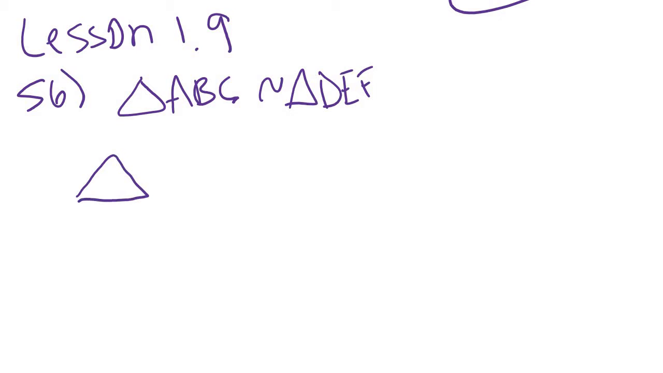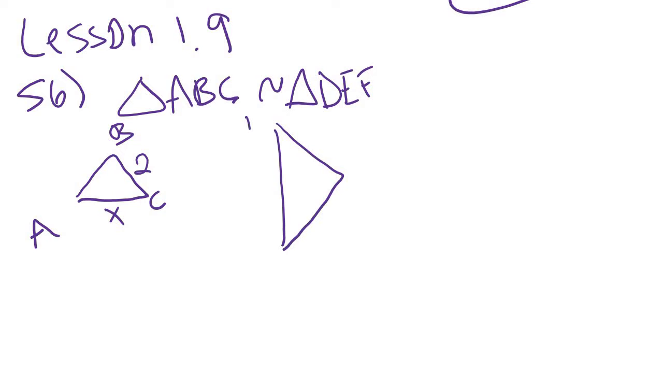So we have a triangle ABC, similar to a triangle DEF. We're going to go ahead and draw them. So this guy right here is ABC. This is x, and this is 2. And then this guy right here is DEF. This is 9.2, and this is 11.5.